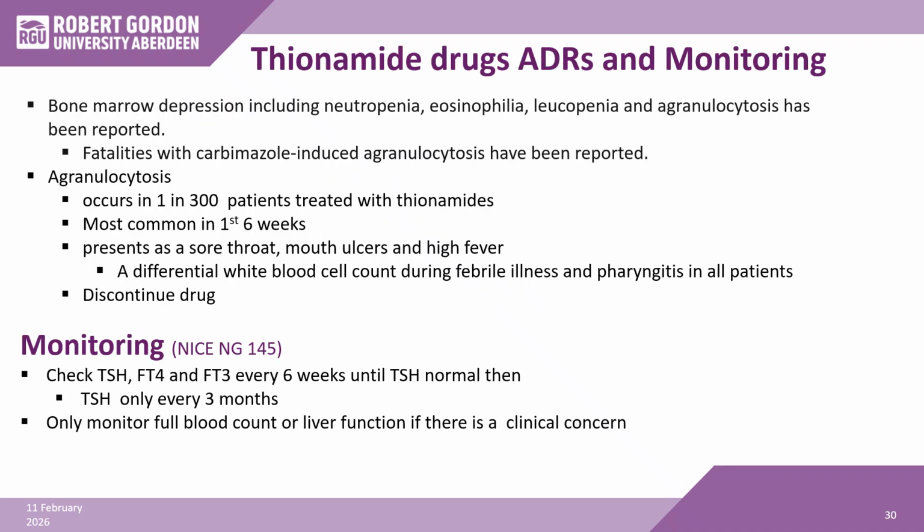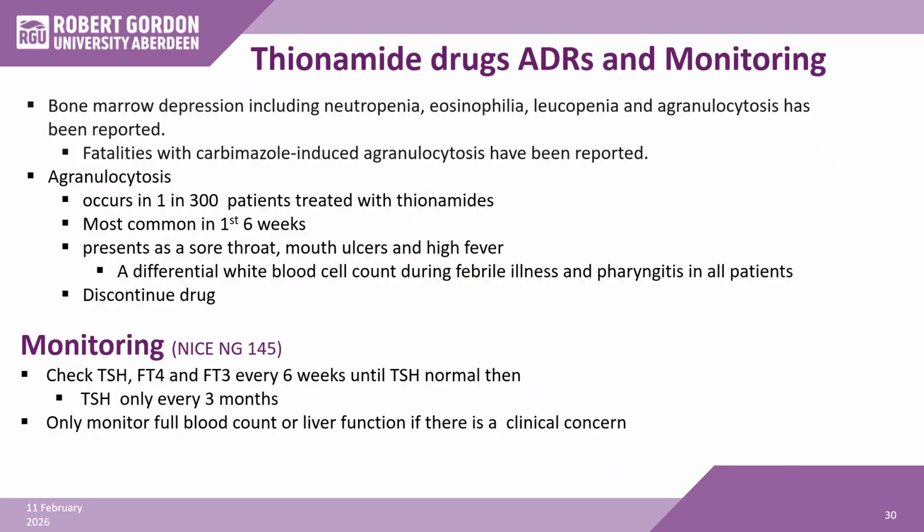Adverse drug monitoring is important for this drug because they are at risk of bone marrow depression. Fatalities with carbimazole-induced agranulocytosis have been reported, so it's quite important for this to be followed through. It occurs in one in 300 patients treated with these drugs. It mostly occurs in the first 6 weeks of treatment. Again, it presents as a sore throat, mouth ulcers, and high fever. A differential white blood cell count should be explored each time in all patients with febrile illness and pharyngitis. And if this occurs, the drug must be discontinued.